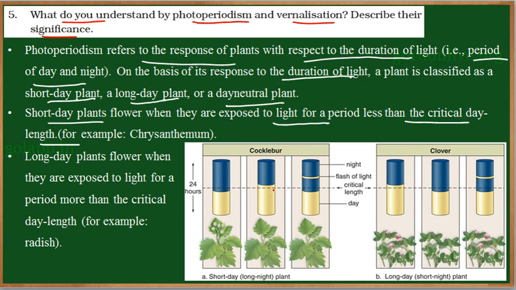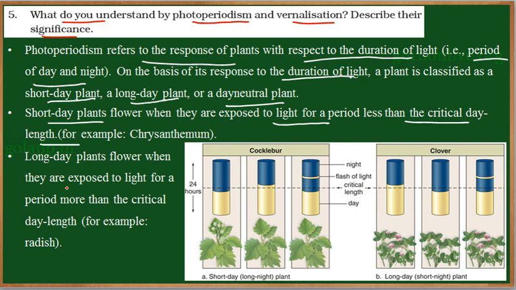The day duration will be below this line. If it is below this, they flower. Here you can see the first one is less than the critical length, so the flowers are flowering. In the second, it is above, so it has not flowered. And here the buds are formed because the day length is below the critical line. Such plants are called short day or long night plants.